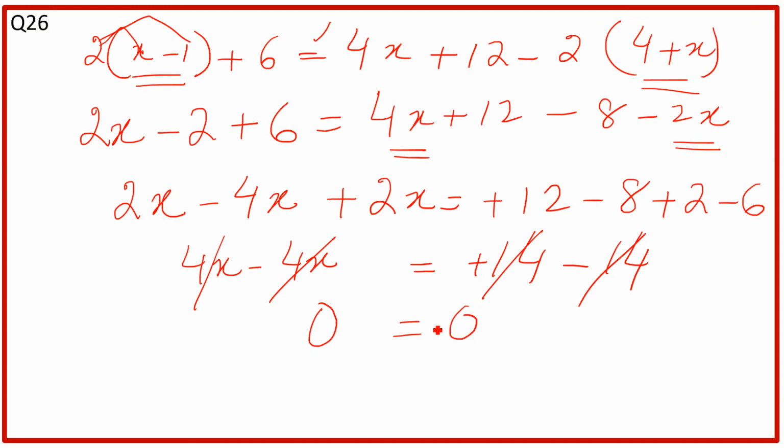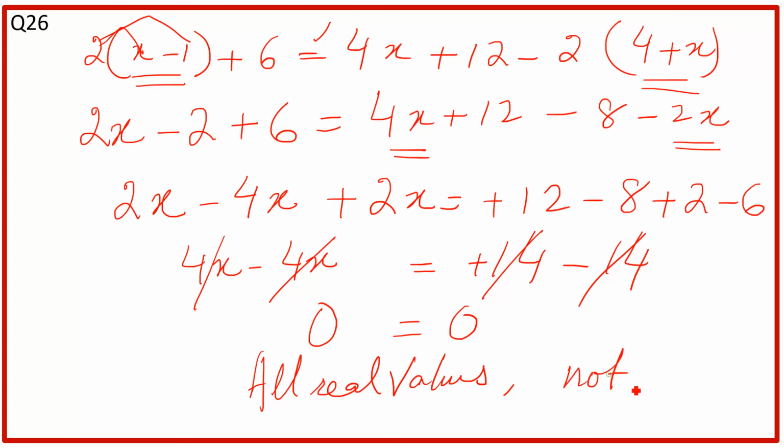So it means all real values, and it is not linear. Means you can put any value of x. So it is called all real values, which we have discussed already in detail in the previous lessons.